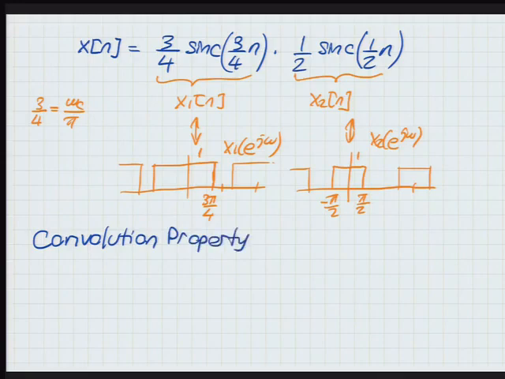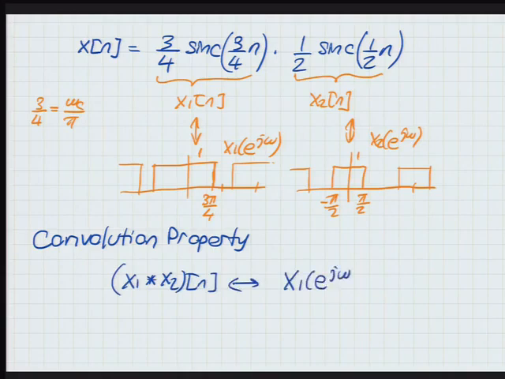It says that if I look at the convolution of x1, x2, and it will give me the DTFT of x1 times the DTFT of x2.